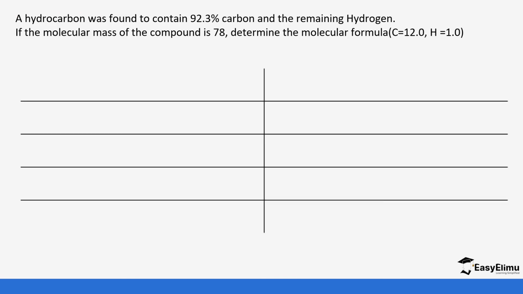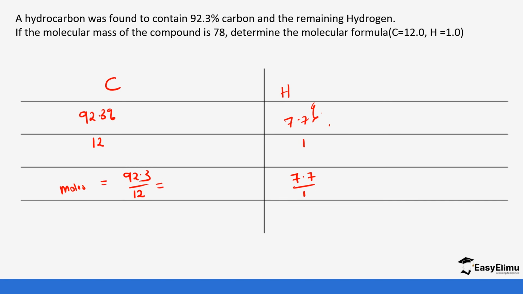A hydrocarbon was found to contain 92.3% carbon. So we start with carbon, and the mass is 92.3%. And then the remaining is hydrogen. So you say 100 minus 92.3, which gives us 7.7. So the hydrogen is 7.7%. Next, the atomic mass of carbon is 12, for hydrogen is 1. So to calculate the moles, it's the mass, which is 92.3, divided by the atomic mass, which is 12. And the same case with hydrogen, 7.7 divided by 1.